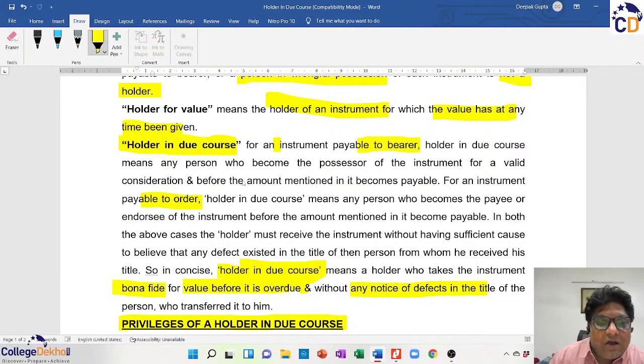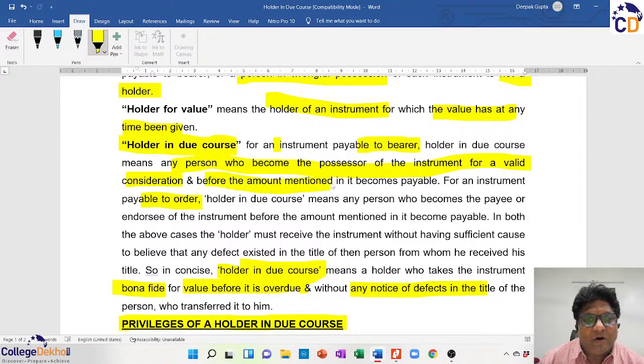What it says: a holder in due course for an instrument payable to bearer means any person who became the possessor of the instrument for a valid consideration before the amount mentioned becomes payable.